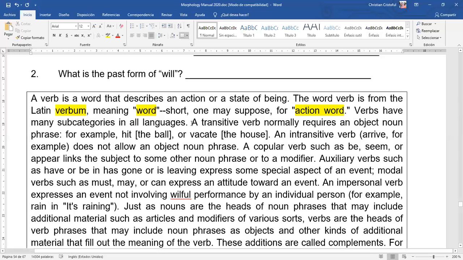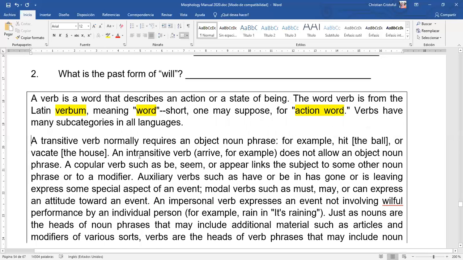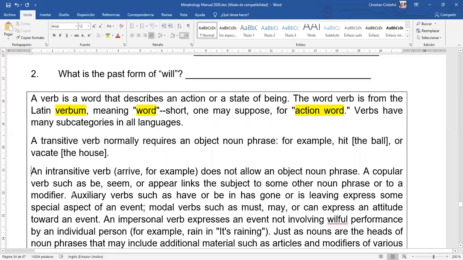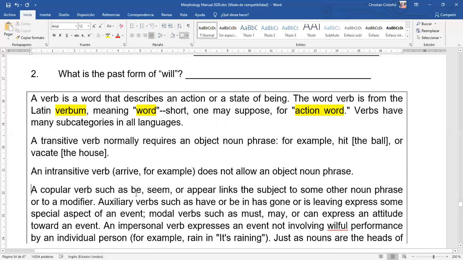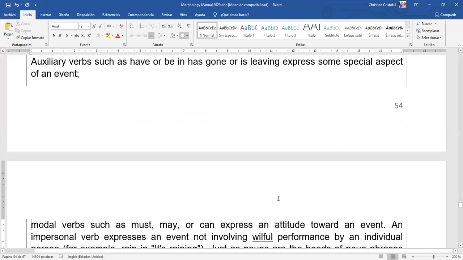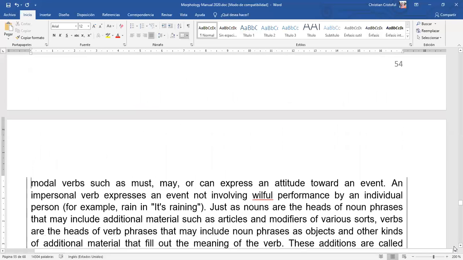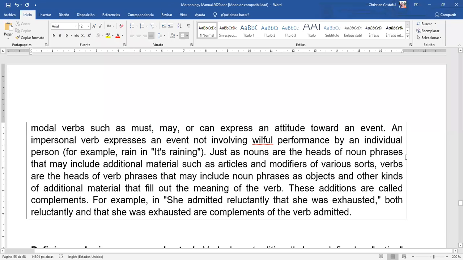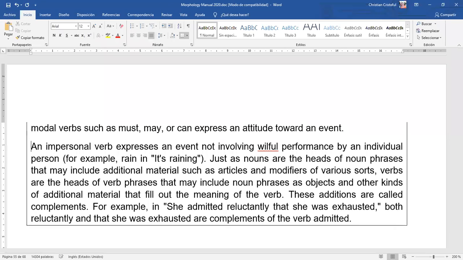So let me make a list like this. Transitive, intransitive, copular, which are called linking as well, auxiliary, modal, although the difference between auxiliary and modal is so difficult. And then we have impersonal verbs.